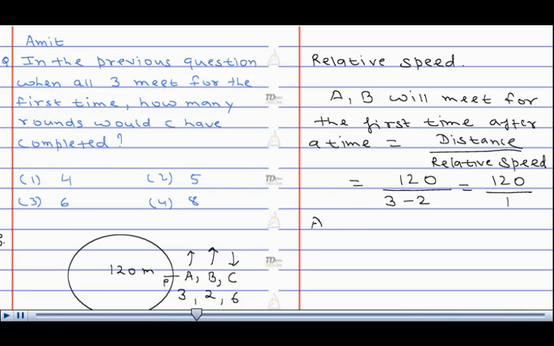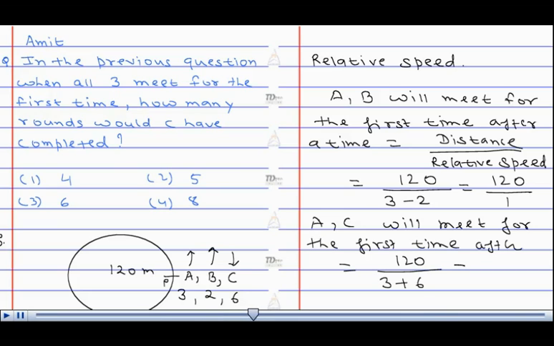Now A and C will meet for the first time after a time which is equal to distance 120 divided by relative speed 3 plus 6, because they are moving in opposite directions.